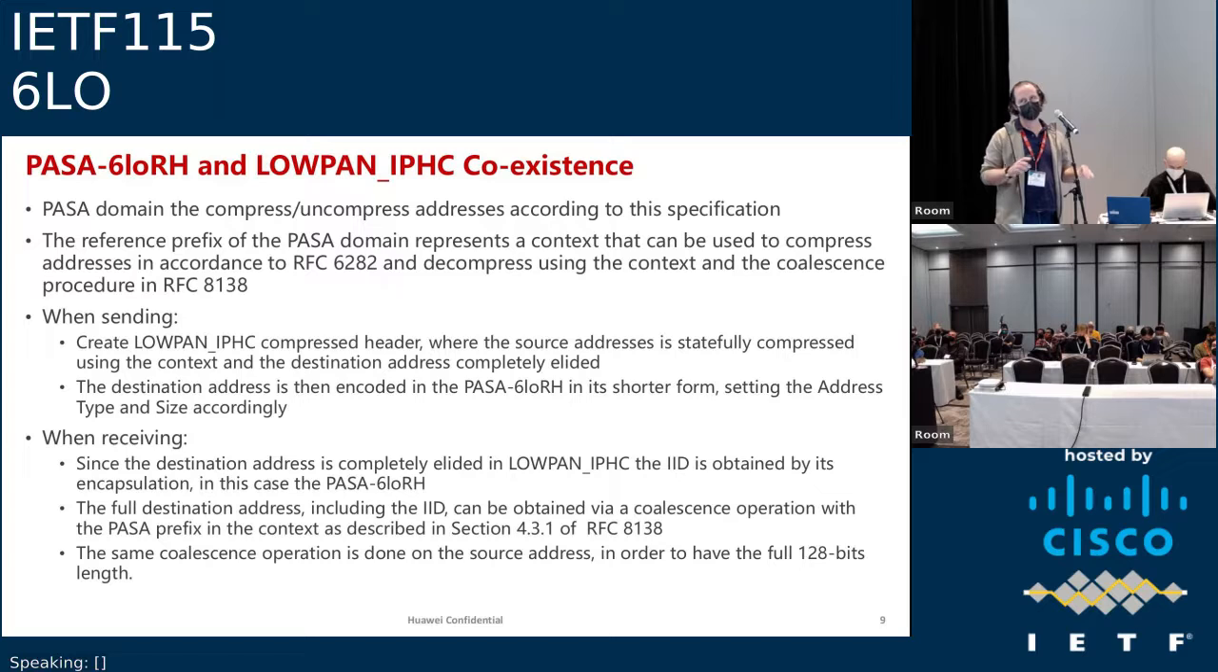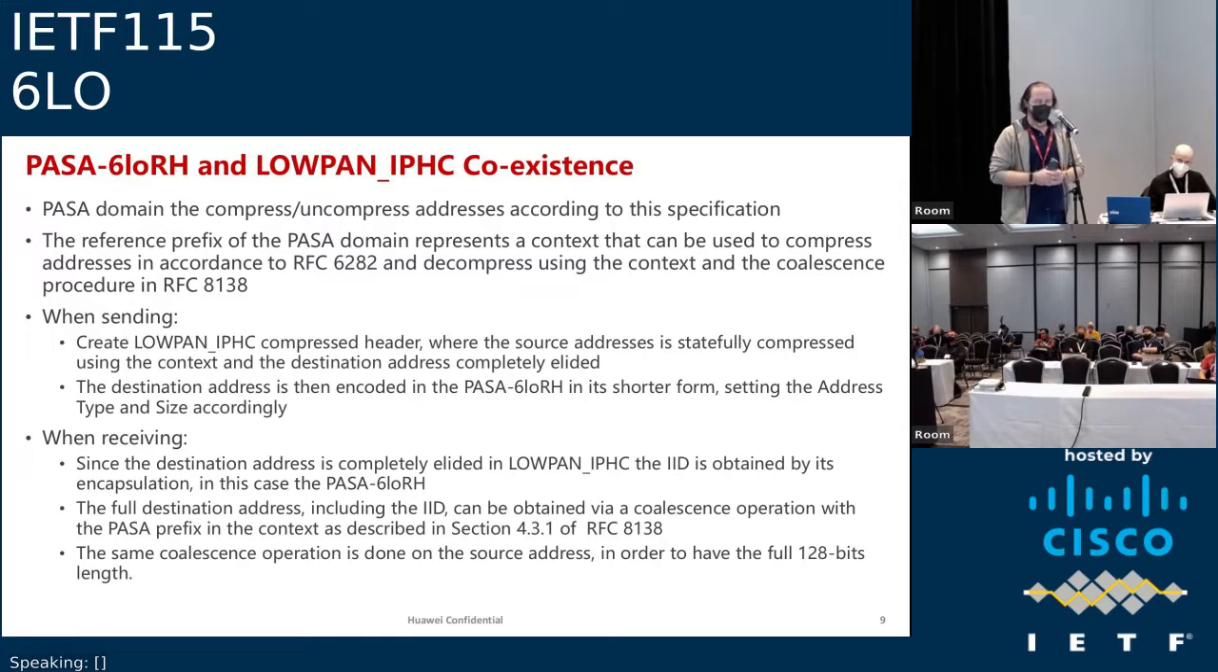The PASA domain just does compress and decompress of the packets according to the specification in this document. The prefix of the PASA domain represents the context that we use to compress according to RFC 6282. So basically, you can shrink the big IPv6 address to only 64 bits, and according to the size of the PASA address, you can do even more if you wish. On the way back, the document describes how to take the PASA address and rebuild the full IPv6 address, just a coalition operation that is also already described in RFC 8138.